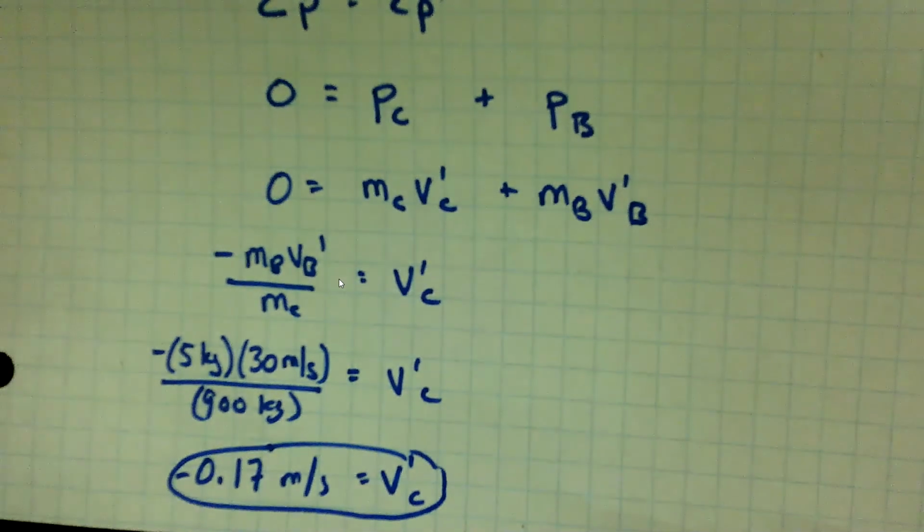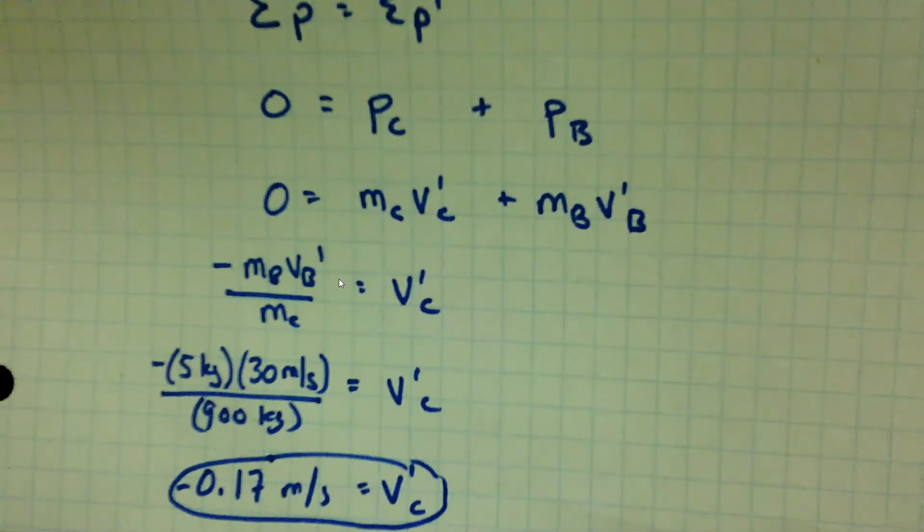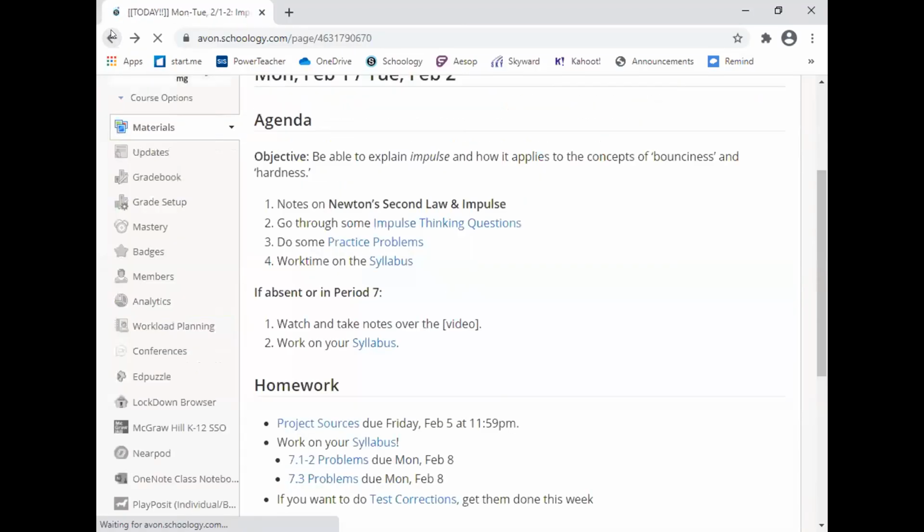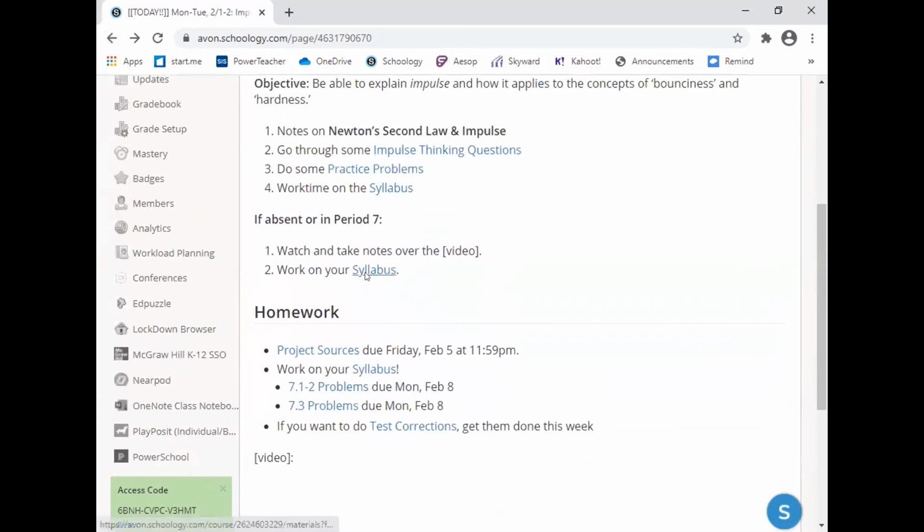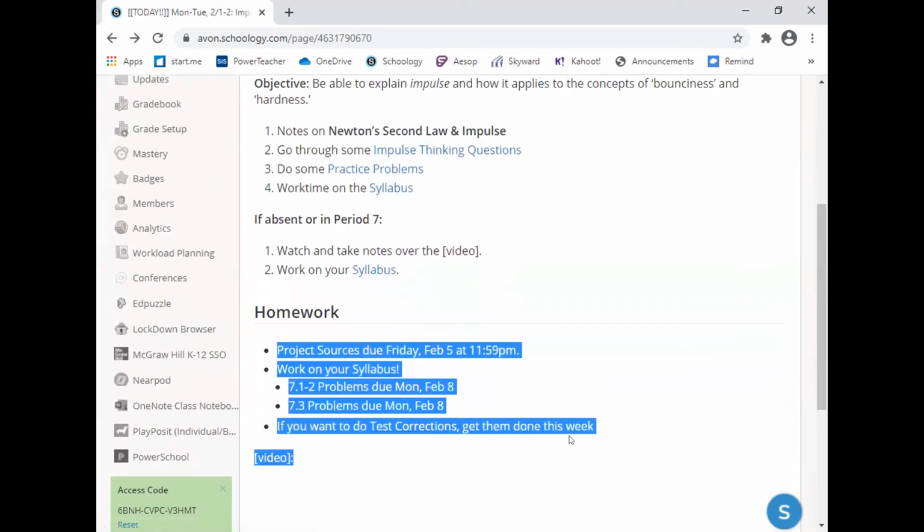Let me make sure that I didn't have anything else I wanted to say here. Let me look at my agenda. Yep, we did all that. So you've got work time on your syllabus. Here are things that you can be working on right now. Project sources: I think a few of you turned them in on Thursday, but have them turned in by Friday.